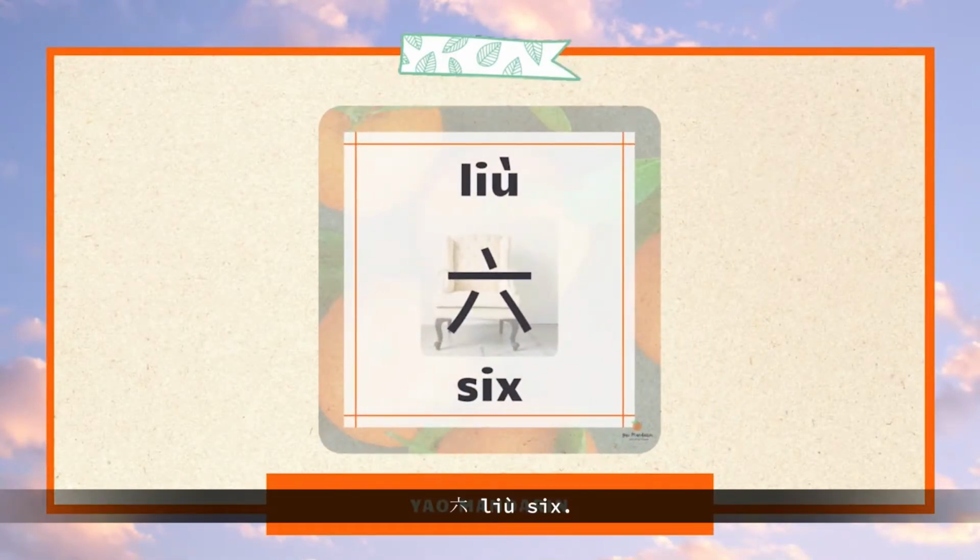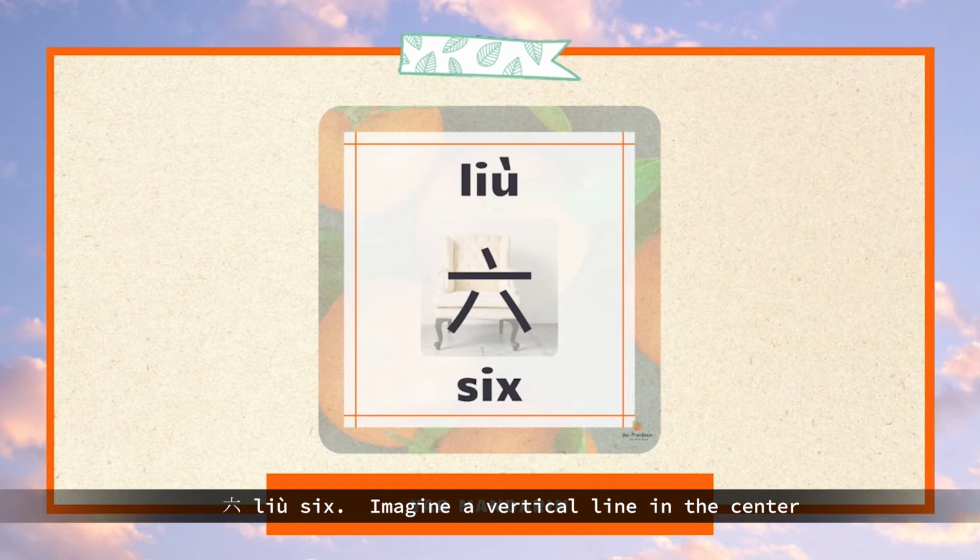Liu, 6. Imagine a vertical line in the center, and we make the first stroke in the center, while the last two balance on the left and right side. It looks like a chair to me. Only when the legs are balanced, it is functional.